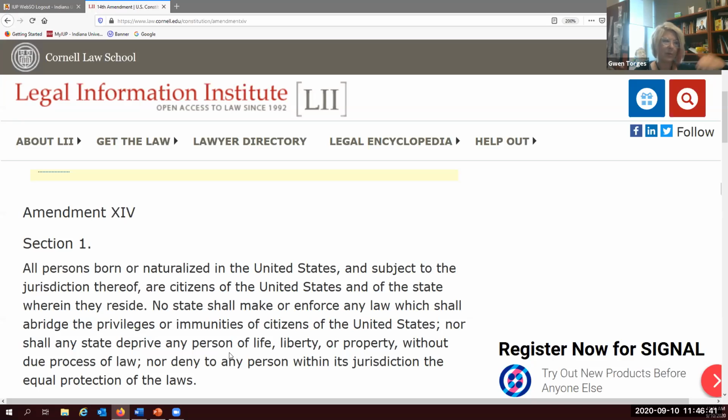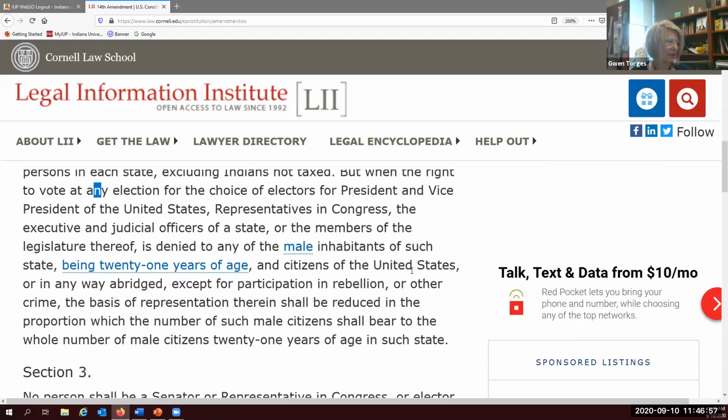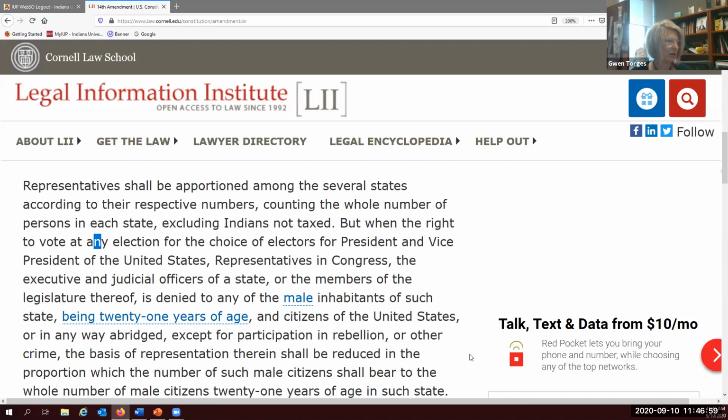Because all the rest of the 14th Amendment, except Section 5, Section 5 is still important to us, but Sections 2, 3, and 4 were bound in time. They were dealing with issues that were specific right to that post-war period. And I want us to go ahead and take a look at this together.